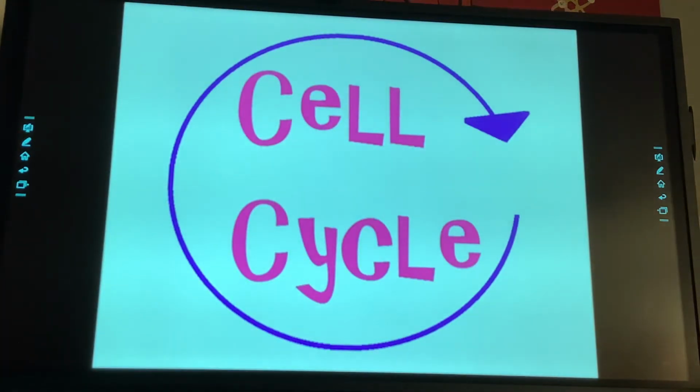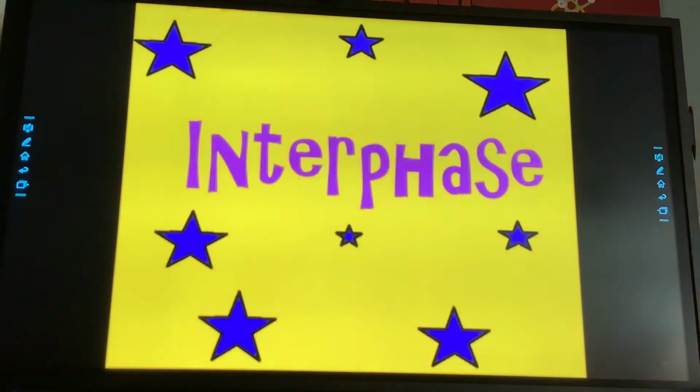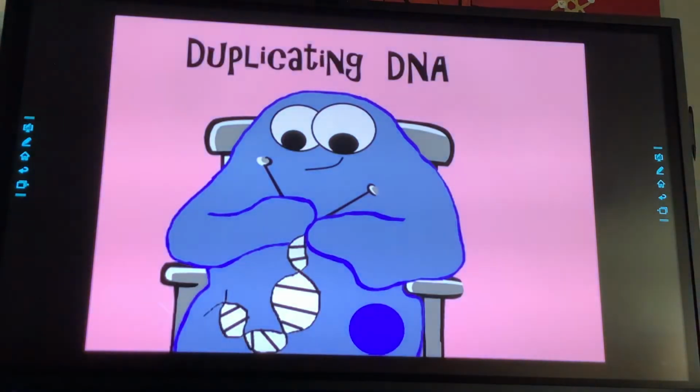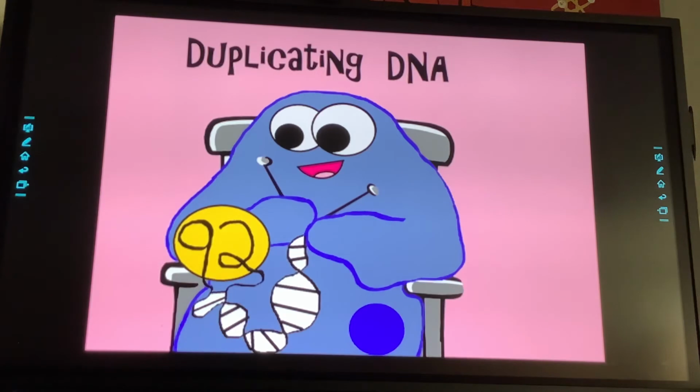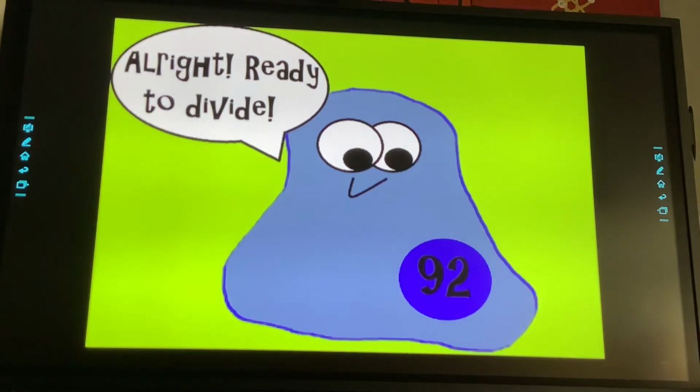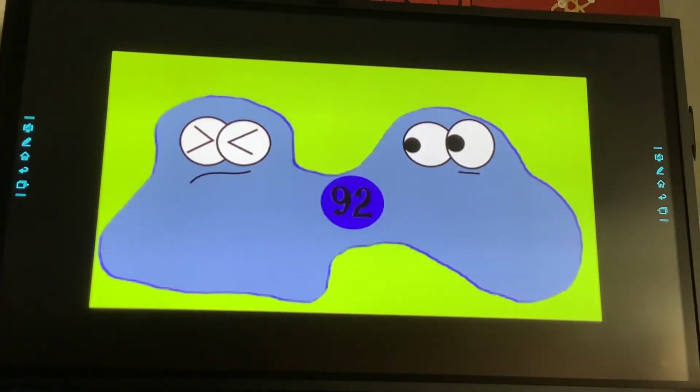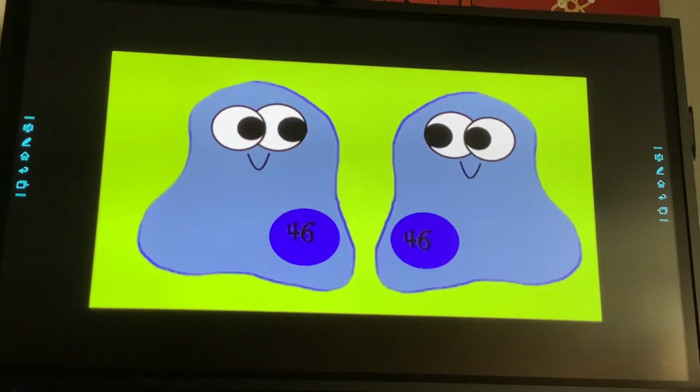So if you look at our cell cycle video clip, we talk about interphase, which is a stage that most of the time cells are in. They actually duplicate their DNA. So during that time, they would have duplicated their DNA. So instead of 46 chromosomes, during interphase, they would duplicate and have up to 92 chromosomes. So that when it gets to mitosis, they will be able to split into two cells that each have 46 chromosomes. And that will be identical to the original cell.